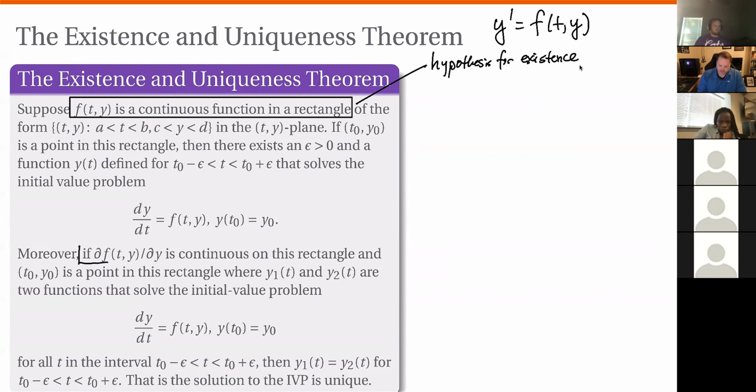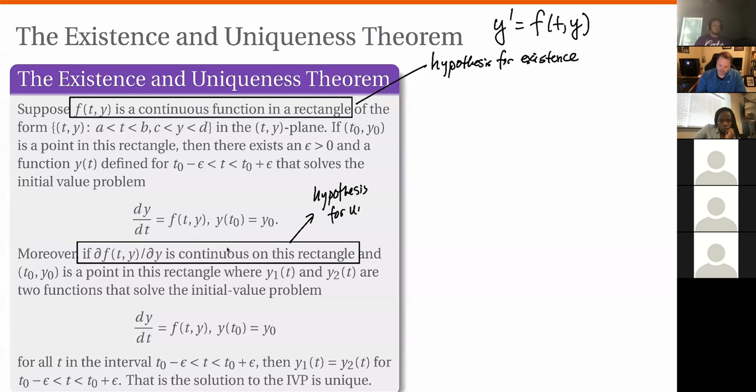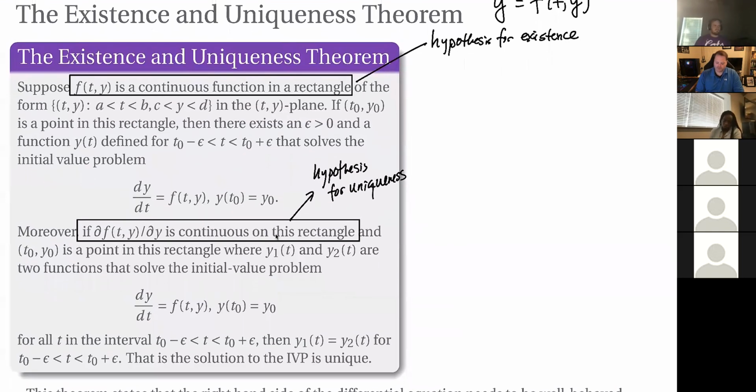If, in addition, you can take the partial derivative with respect to y and that be continuous, then that is the hypothesis for uniqueness. Meaning if the partial derivative with respect to y is continuous around the initial point, then you would expect there to be only one solution to the initial value problem. That's called uniqueness.